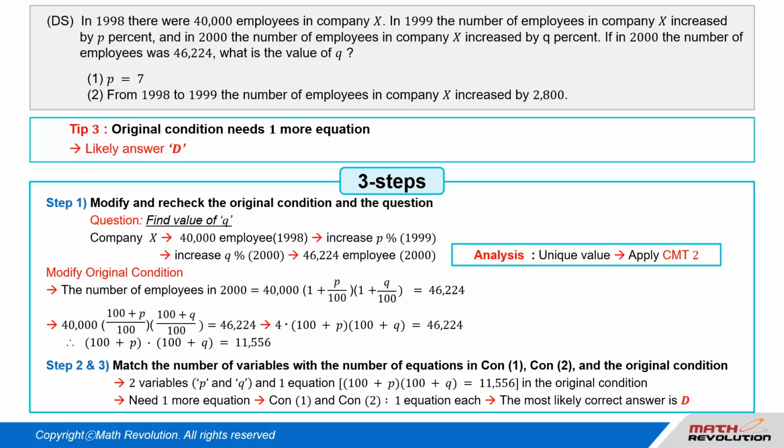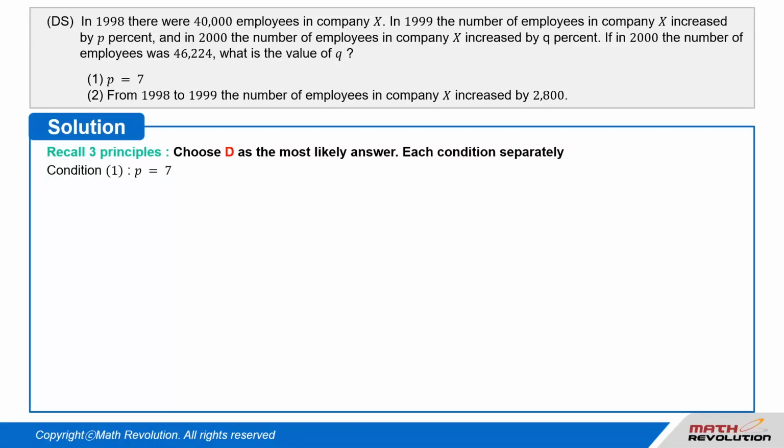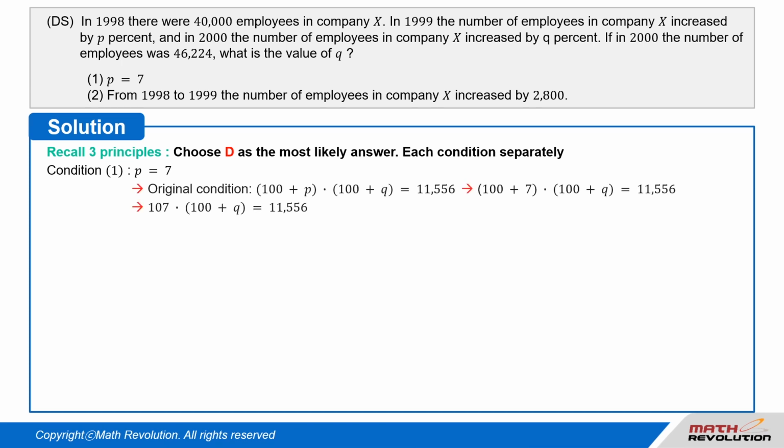Since conditions 1 and 2 will provide 1 equation each, D would most likely be the answer. Recall 3 principles, choose D as the most likely answer. Let's look at each condition separately. Condition 1 tells us that P equals 7.